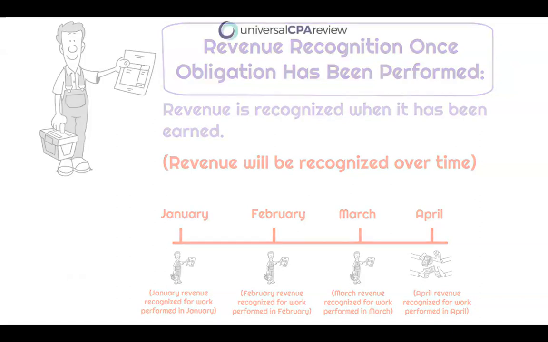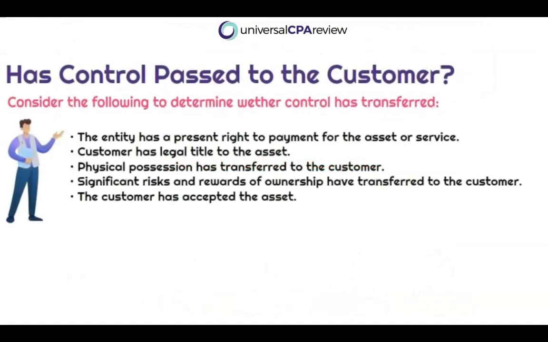Okay, so if we're thinking about control being passed to the customer, we should consider the following to determine whether or not the transfer has occurred. 1. The entity has a present right to payment for the asset or service. The customer has legal title to the asset. Physical possession has been transferred to the customer. Significant risks and rewards of ownership have been transferred to the customer. And finally, the customer has accepted the asset.